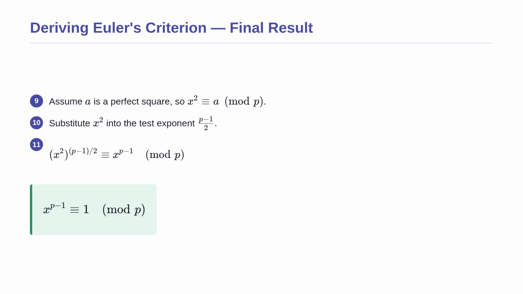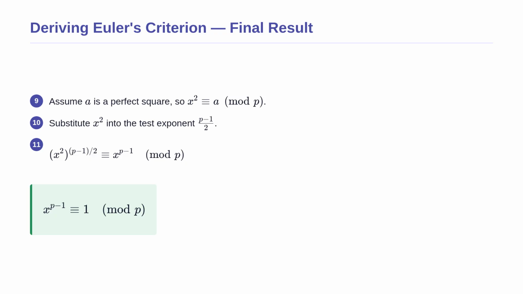To prove which signal means what, we now assume our candidate number a is actually a perfect square. This means it equals x squared for some unknown integer x under our specific clock arithmetic. We substitute x squared into our test exponent. The 2 from the square and the 2 in the denominator cancel each other out perfectly, leaving x raised to the power of p minus 1.